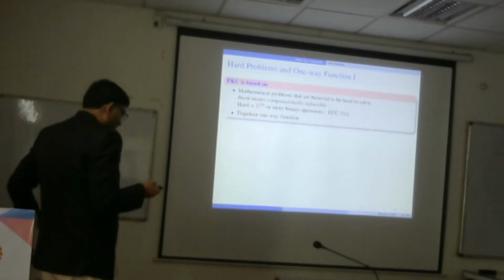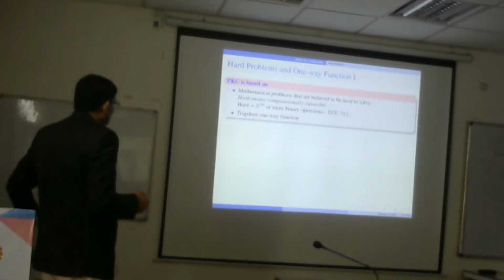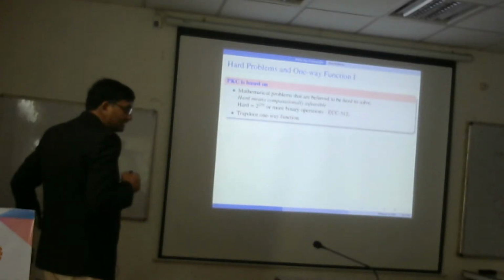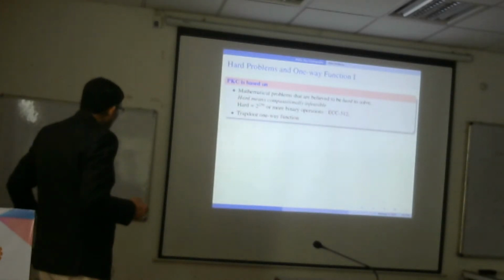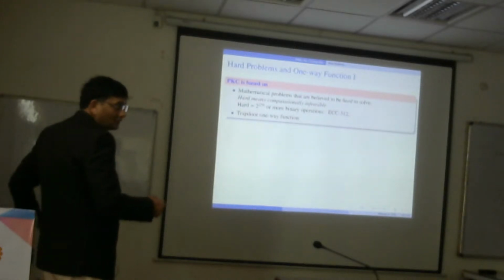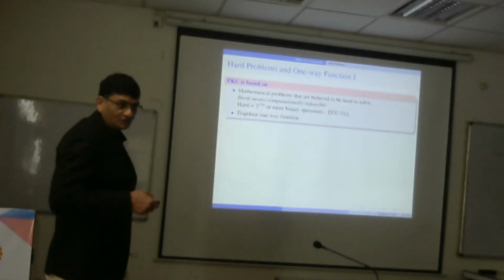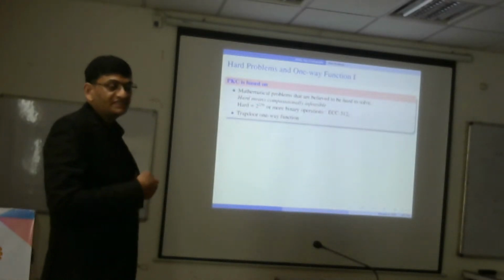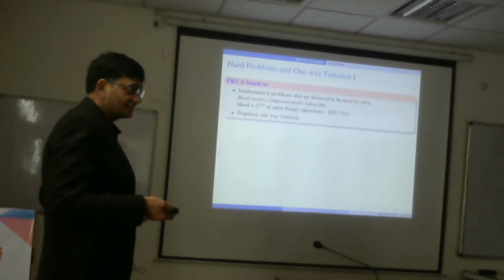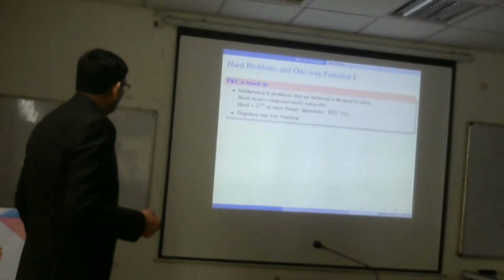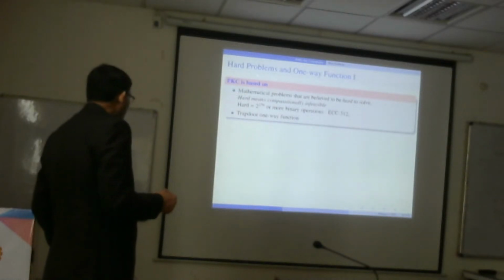Okay. So now we are coming to the hard problem and one-way function. We are saying that some problems are hard problems. Hard means computationally infeasible. Okay. So the complexity is 2 to the power 256 kind of thing. This is in the current scenario, so it may change if we have that kind of computational infrastructure. Here the complexity is 2 to the power 256.